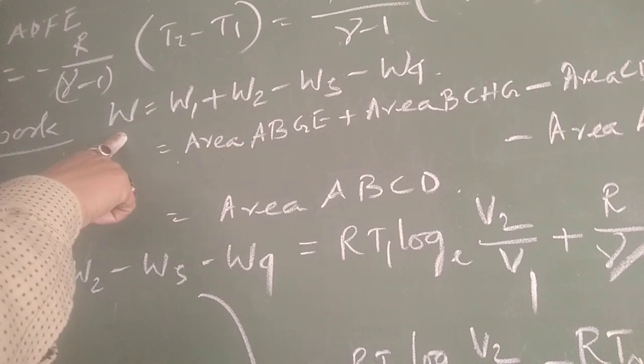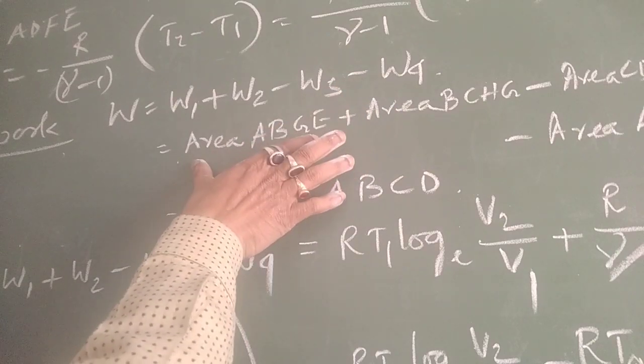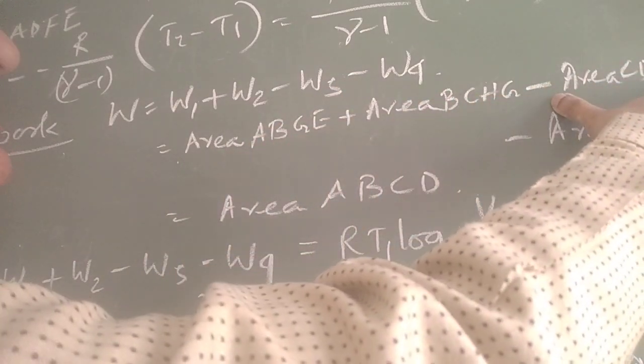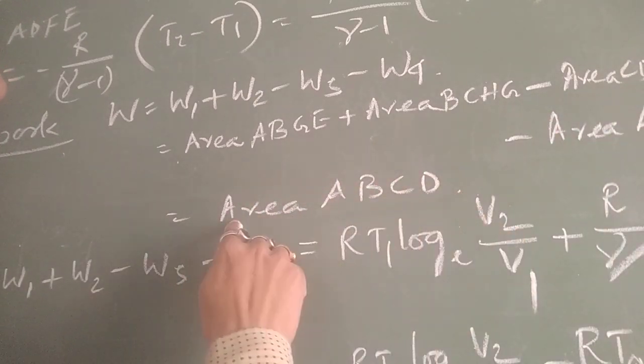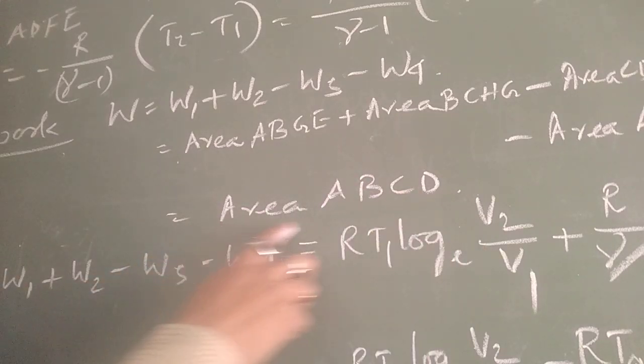This total heat is converted into work. So W is equal to how much? W1 plus W2 minus W3 minus W4. So area ABGE plus area BCHG minus area CDFH minus area ADFE. So the total area is what? Area ABCD. Okay. This is graphically.